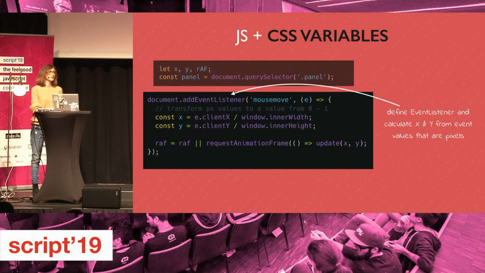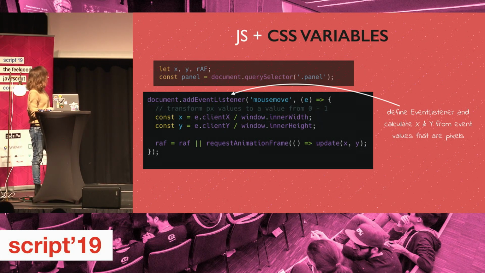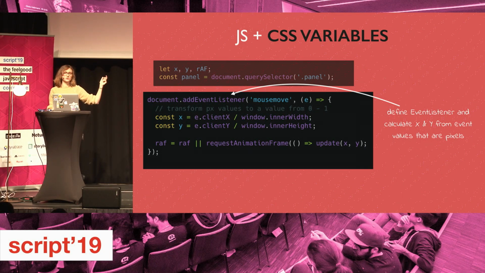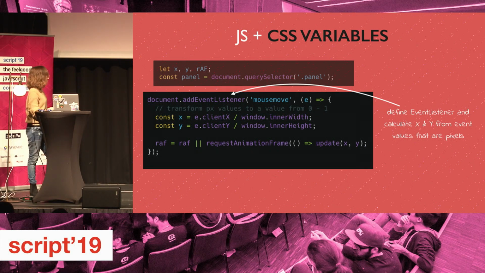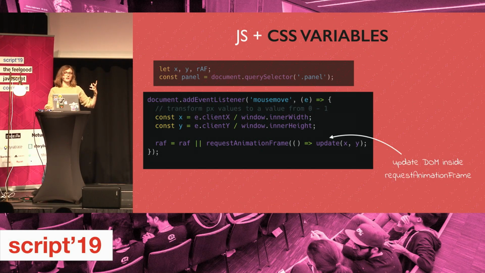Then we're listening to the event, so we're listening to the mousemove event. We're calculating our x and y values we're going to use in the CSS. And the x and y values in this use case are just going to be a value from 0 to 1, depending if the mouse is on the left or on the right, or on the top or on the bottom. And then we're calling an update function, but we're calling that update function inside the requestAnimationFrame. So we're updating our DOM whenever we're able to have a new frame.